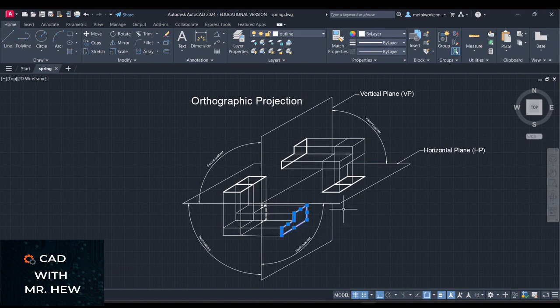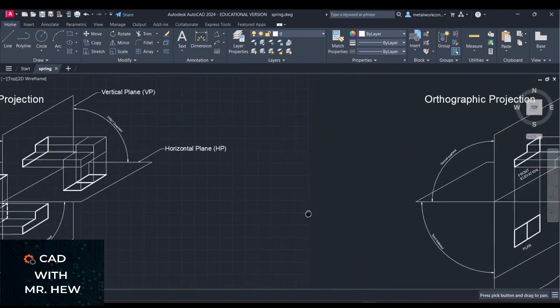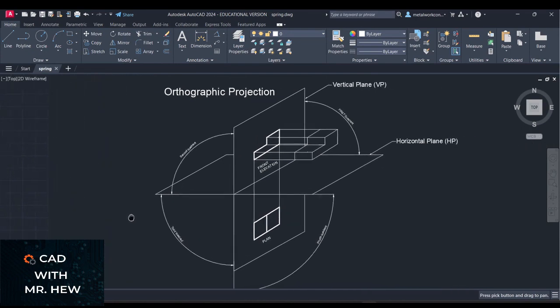So in this drawing, it is showing again the vertical plane and the horizontal plane intersecting to give us 4 quadrants: the first quadrant, second quadrant, third quadrant, and fourth quadrant. The drawing in the first quadrant is known as first angle projection. The drawing in the third quadrant is known as third angle projection. All right, let us move on now.